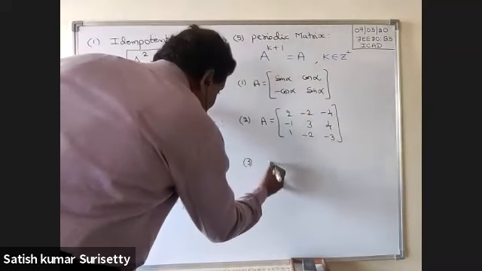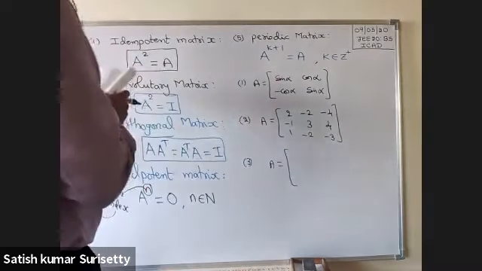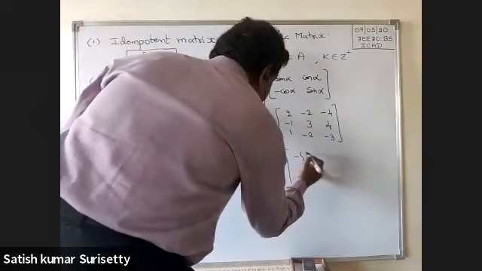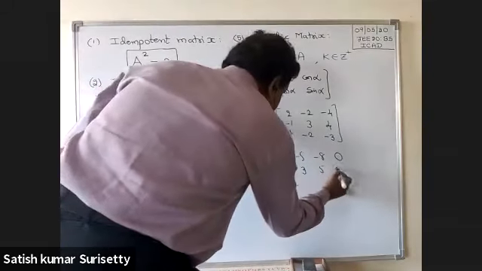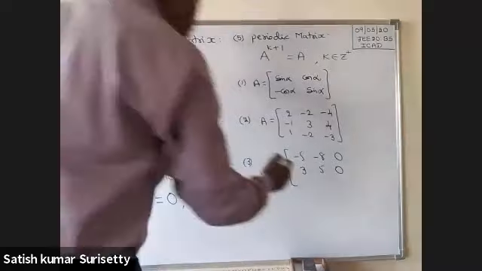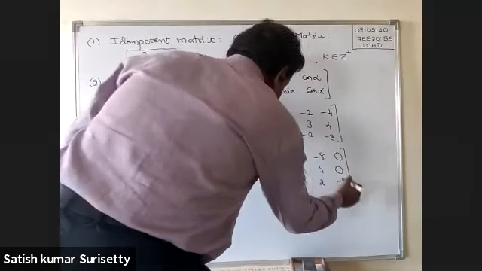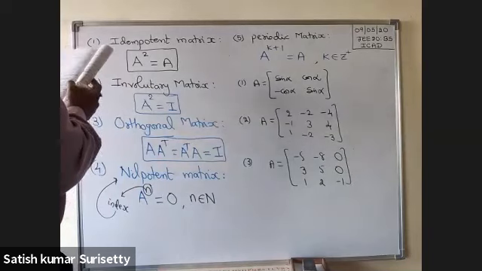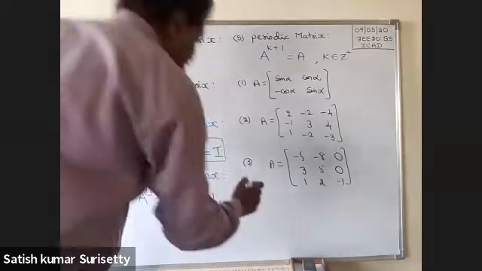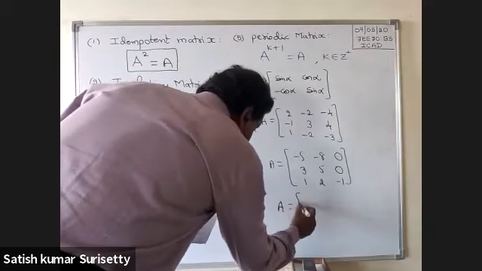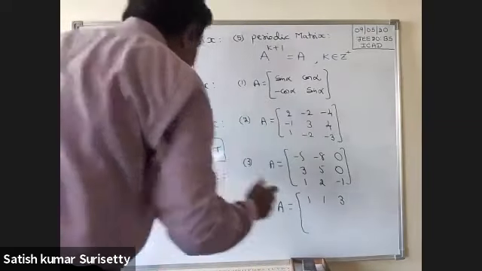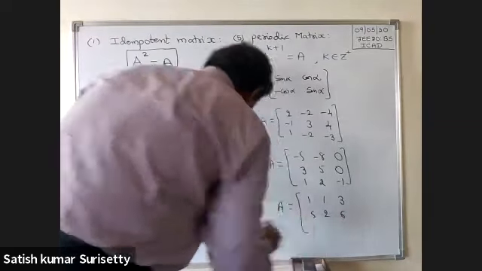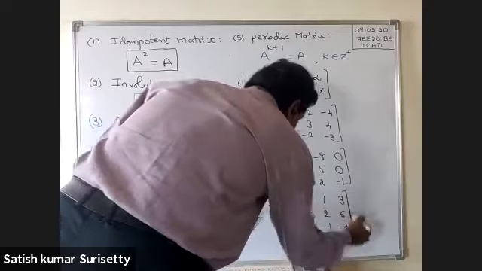Third problem: A equals minus 5, minus 8, 0, 3, 5, 0, 1, 2, minus 1. One more: A equals 1, 1, 3, 5, 2, 6, minus 2, minus 1, minus 3.